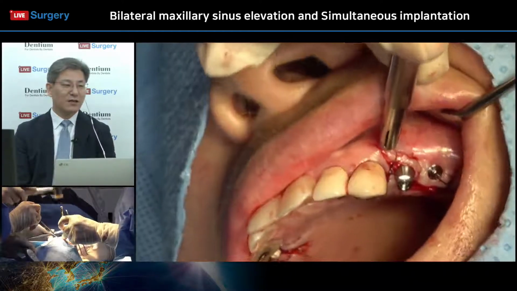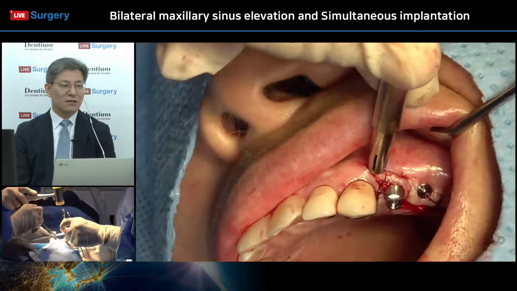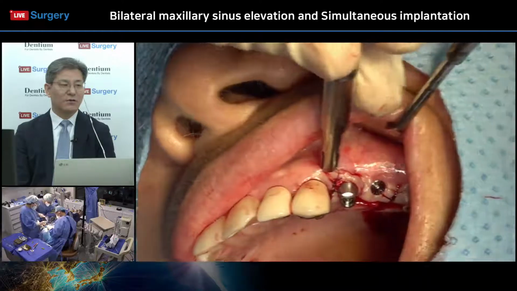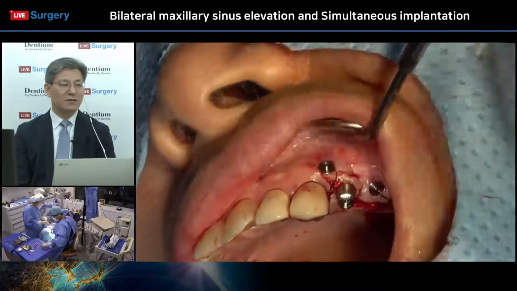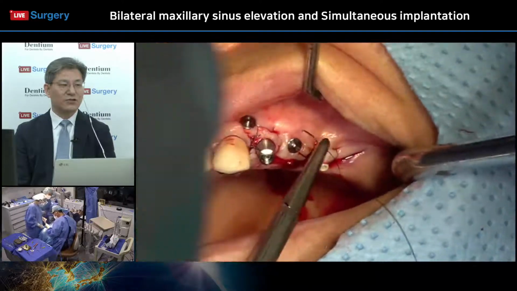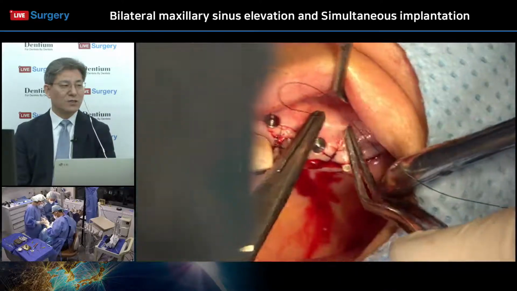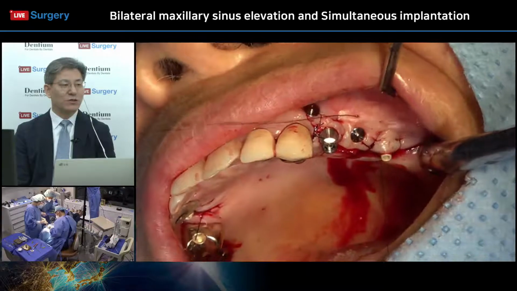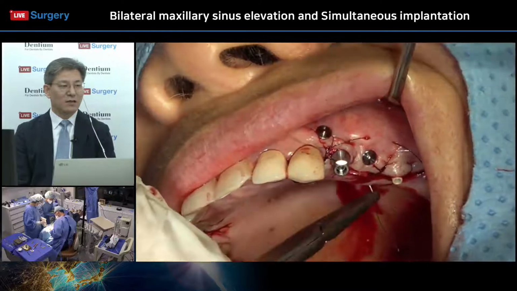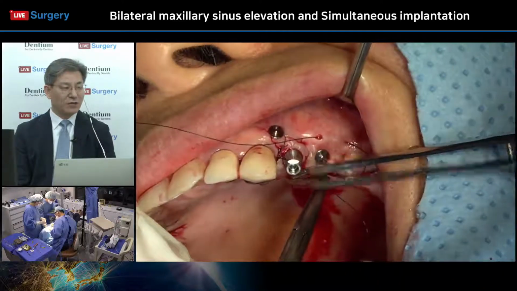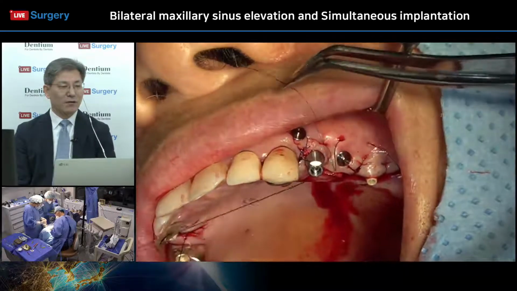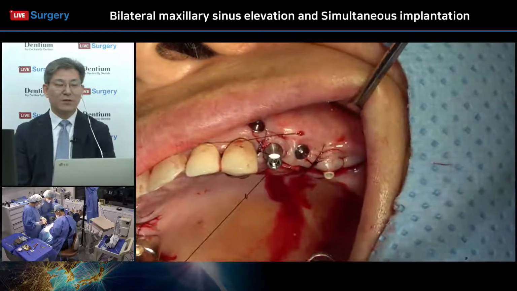You can feel free to use this GBR pin for fixation of the flap instead of suturing. He used two GBR fixation pins, and after that he is trying to suture with a modified horizontal mattress suture, for intimate and primary closure.